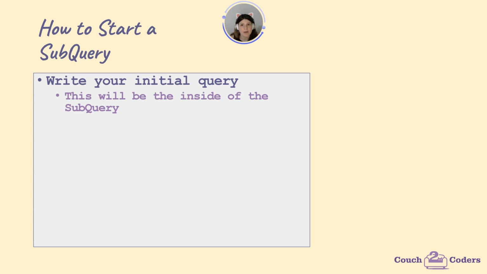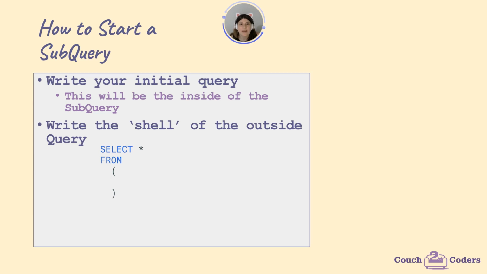So in our CTE example, our innermost query would be labeled names. Then we write the shell of the outside query. I always just start it the same way. Select star from. With the from, I do parentheses, open parenthesis, closed parenthesis. And that's where I'm going to put my subquery.